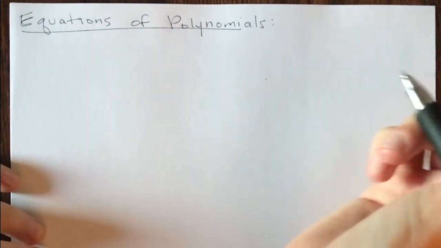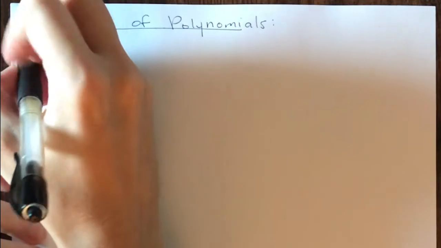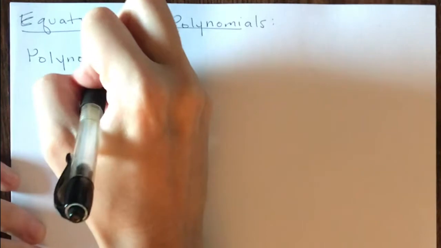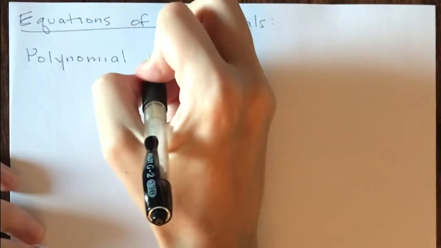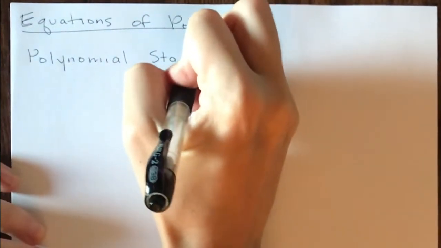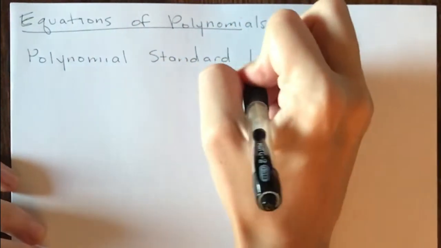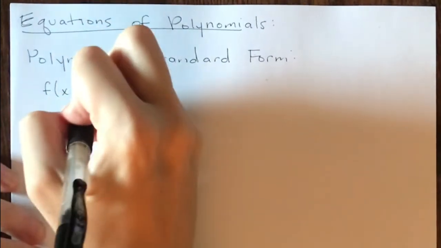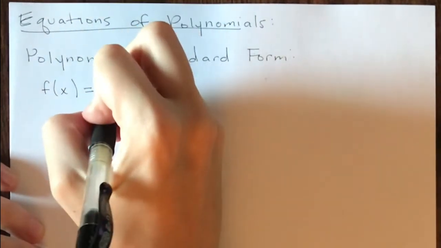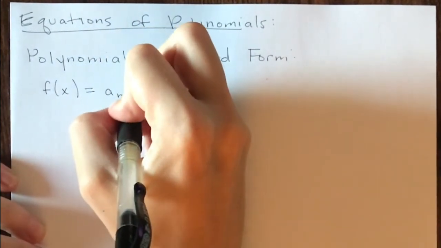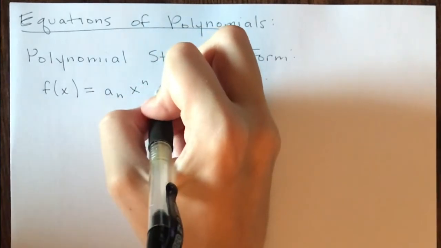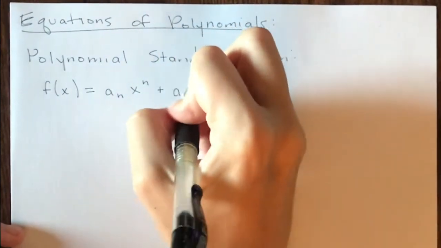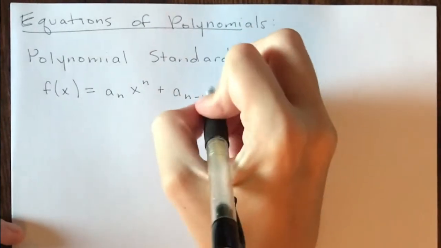I would like to start off by talking about polynomial standard form. This is kind of a great introductory form for polynomials, because it helps us kind of see what's going on. So the standard form of a polynomial looks like this, and it looks pretty funky. Don't let it freak you out. When we look at a few examples, I think it'll be helpful.